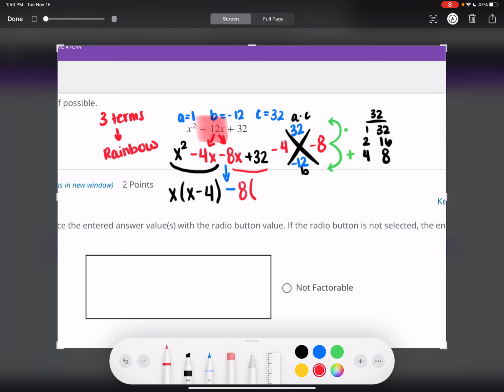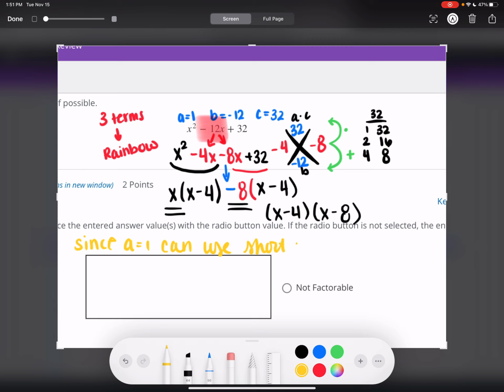-8x divided by -8 is going to give me x. 32 divided by -8 is going to give me -4. I'm going to write down what's being repeated and the leftovers. Now the shortcut works because A is equal to 1. So because A is equal to 1, I can use this shortcut, which said you can go straight from here, -4, -8, to x minus 4, x minus 8.